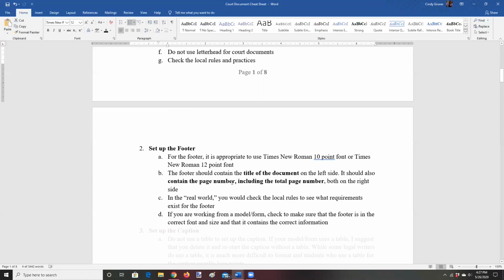Now, local rules don't require that you give the total page number. We saw it just requires the page number. But it's a best practice to give the total page number because if someone prints it up, you want them to easily be able to see how many pieces of paper they ought to have. Okay, and so let's go ahead and do that.